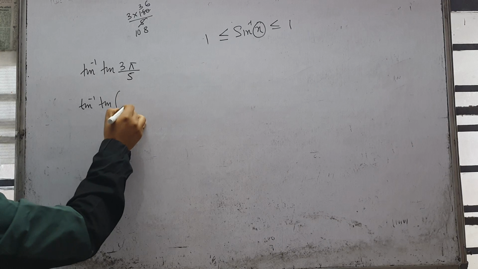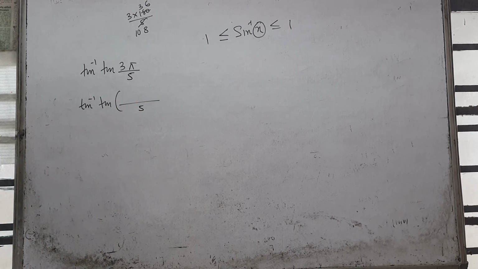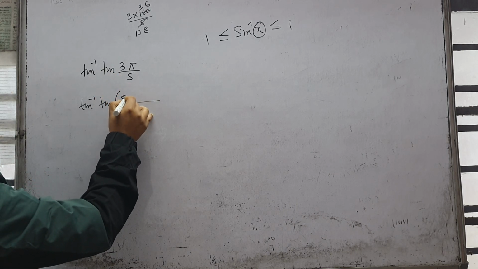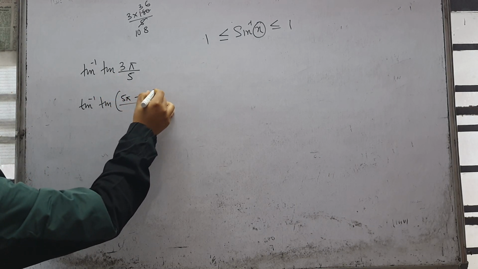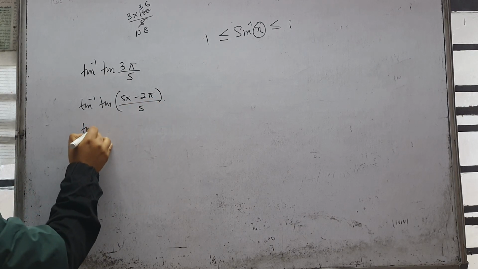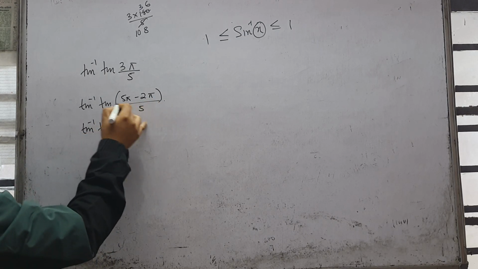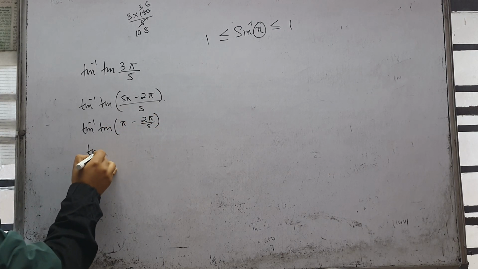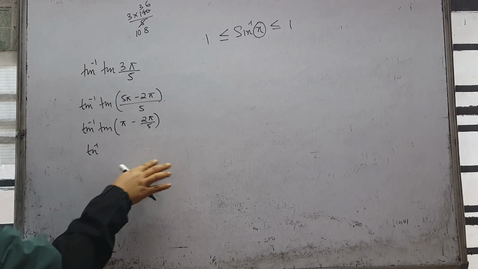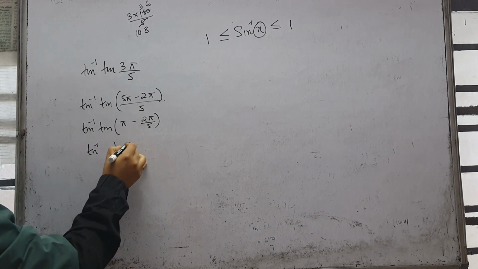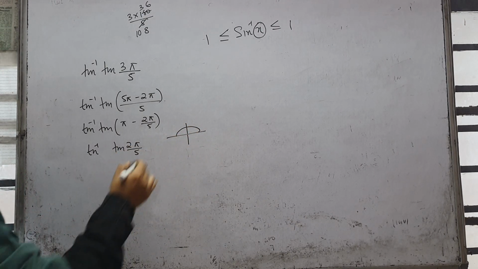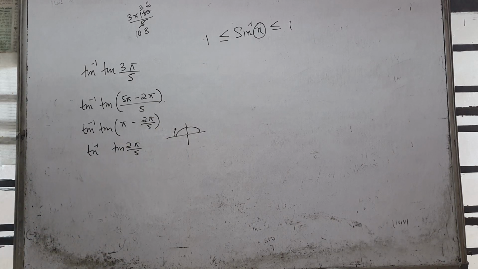Tan inverse of tan. What is the LCM? 5. So what is the multiple of 5? The closest is 5. So I can write this as 5 pi minus 2 pi. Yes or no? So this will be equal to tan inverse of tan of pi minus 2 pi by 5. Is it clear? Now, with pi, will the ratio change or not? It does not change. So tan will remain tan of 2 pi by 5. What about the quadrant? This is the pi, isn't it? Negative means backward. In this quadrant will tan be positive or negative? Negative. So it will be minus. Is it clear, everyone?